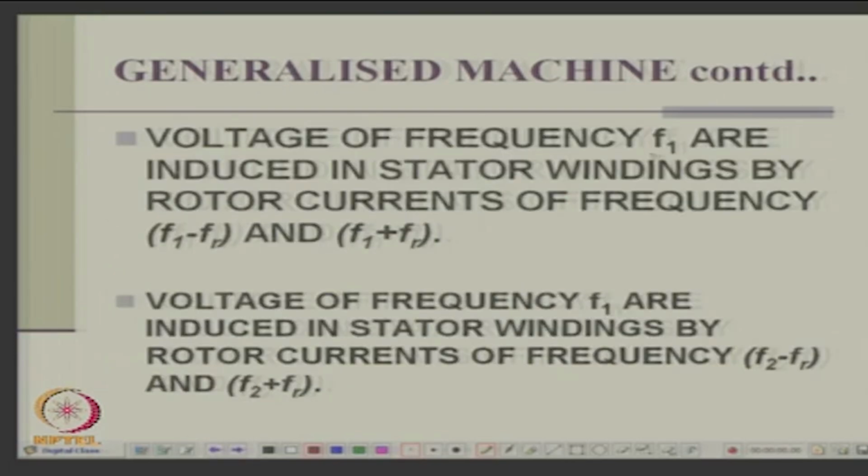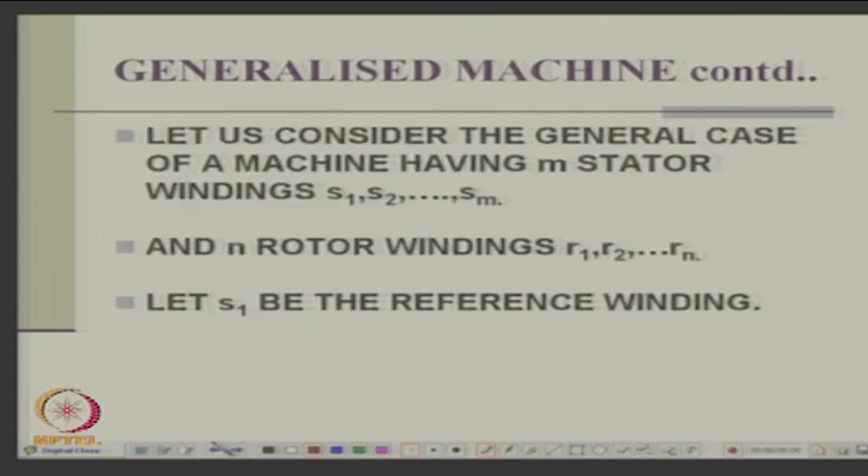Now, voltages of frequency F1 are induced in the stator winding by currents of F1 minus Fr and F1 plus Fr, and voltages of frequency F2 are induced in the stator winding by rotor currents of frequency F2. Now, let us consider the general case. Let there be m windings in the stator, S1, S2, Sm. Instead of 1, I have m windings, and I have n windings in the rotor, R1, R2, Rn.